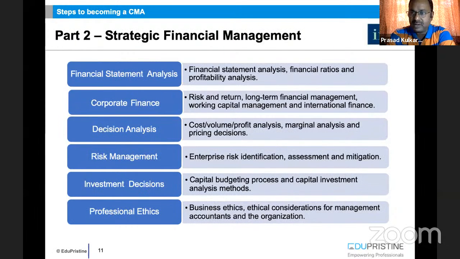Part 2: financial statement analysis, mathematics; corporate finance, mathematics as well as theory; decision analysis, mathematics; risk management, theory; investment decisions, mathematics; professional ethics, theory. So you need to be aware of which topics would cover what. That's why I mentioned part 1 and part 2. Again, as far as the mathematics in this course is concerned, it's maybe 30 to 35%, or maybe 40%, and that too is not very complicated mathematics, simple mathematics which you would have already studied in your school time.